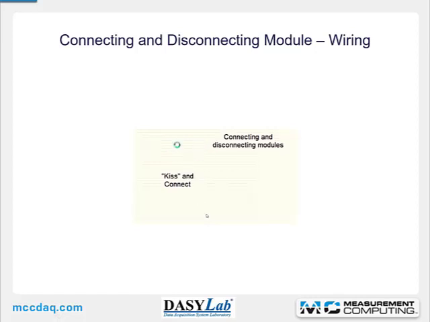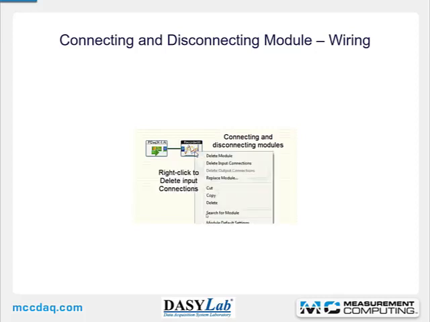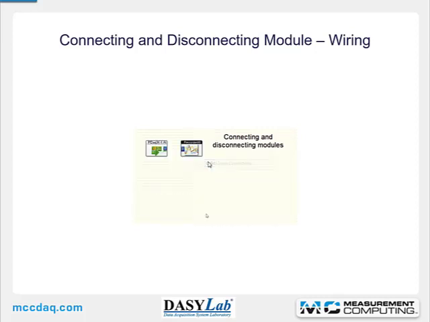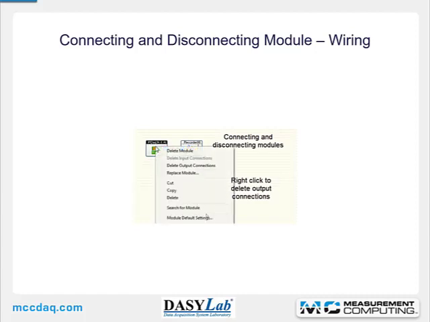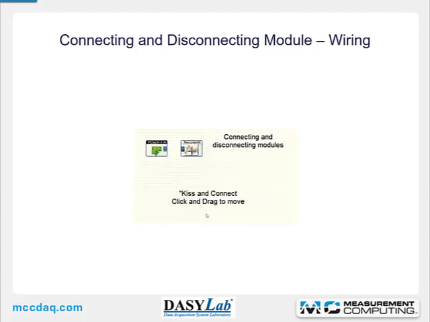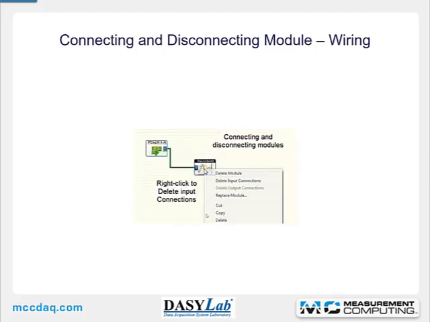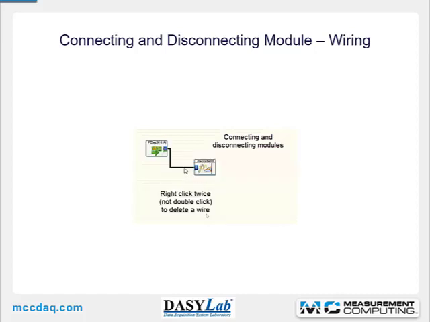So, connecting and disconnecting module wiring. There are 2 ways to connect modules. One of them is to select the output terminal and connect it to the input terminal. I'm also showing you different ways of deleting in this little animation. And the other one is KISS and connect, or touch and connect, to be able to quickly connect the wires. So this is just a cute little animation to show you some of the different ways of manipulating the wires.